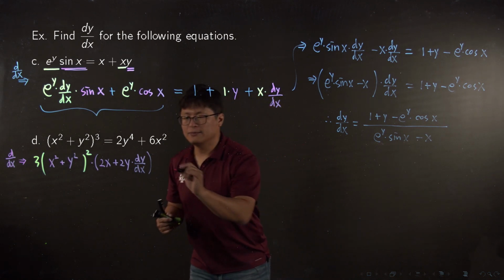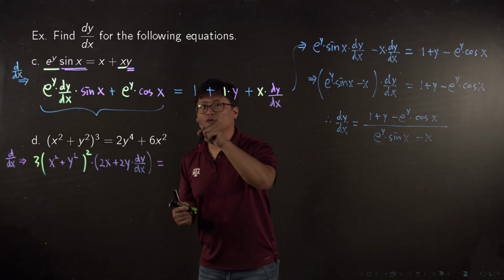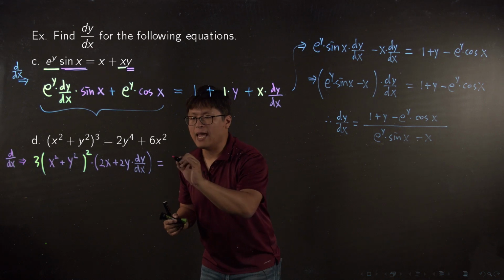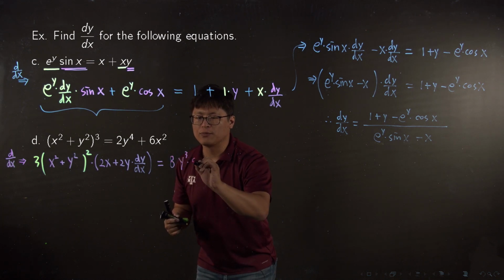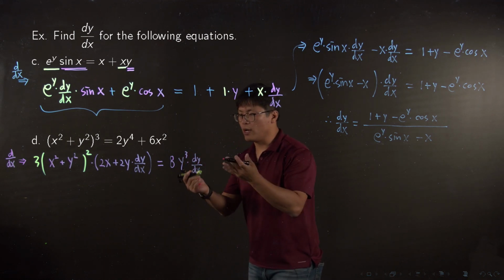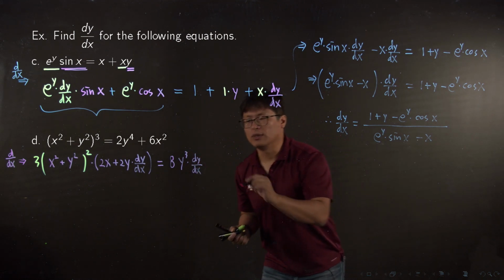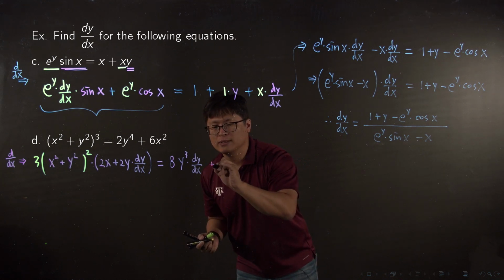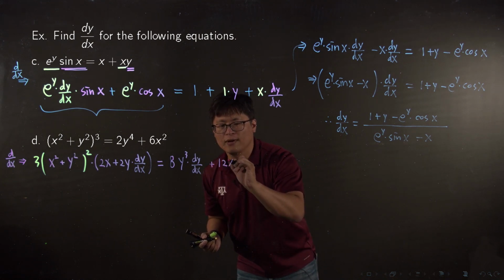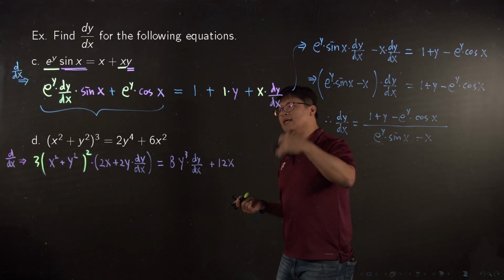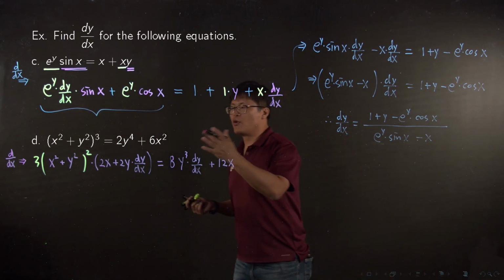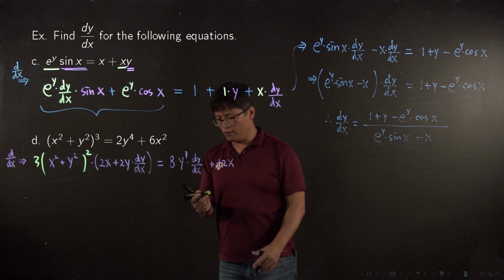What about the right hand side? 2y to the 4 prime is 8y cubed. Then you have to multiply by dy dx as the chain or implicit differentiation, okay? And the last one, 6x squared prime is simply 12x. That's it, okay? Now, as we did in the previous problem, we have to solve for dy over dx.